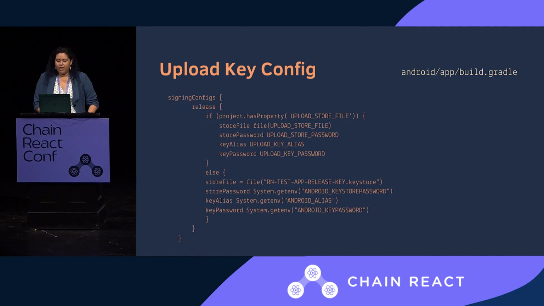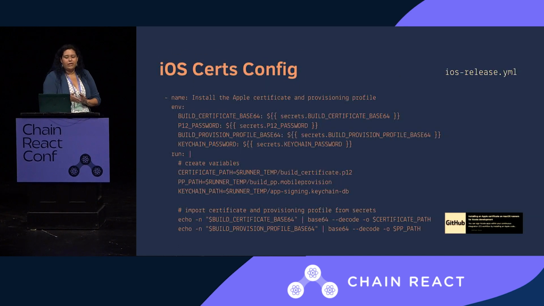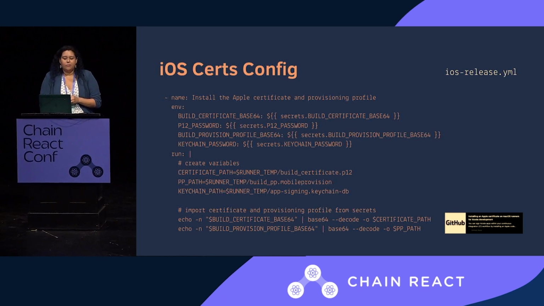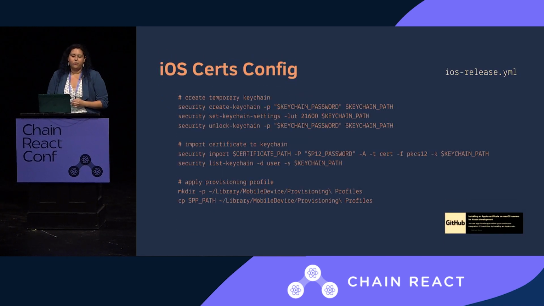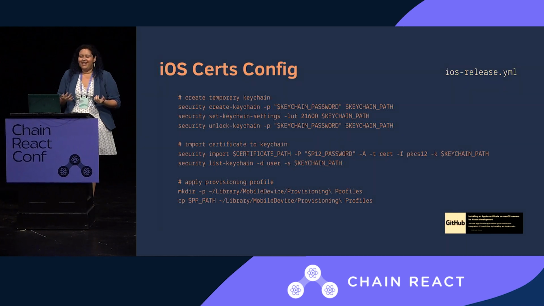If we take a look at what it looks like on iOS, these are the GitHub Actions docs for installing your Apple certificate and provisioning profile. You know, it talks about how you're grabbing those values, you're decoding them, you're creating temporary placeholders for them, and then you're making sure that they're in the right place in order for Xcode build to be able to use it. So this is a lot.